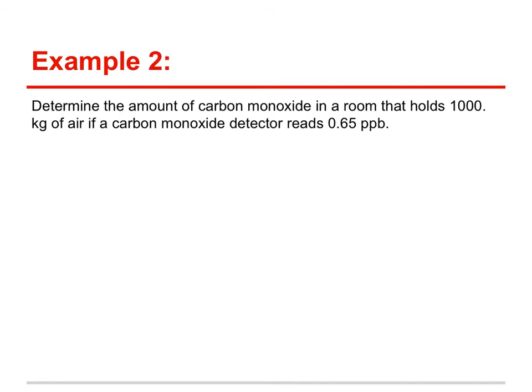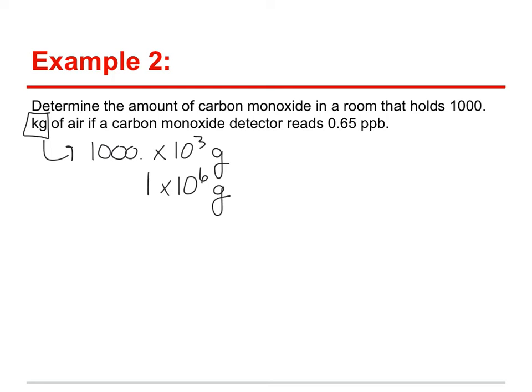Our second example asks us to determine the amount of carbon monoxide in a room that holds 1,000 kilograms of air if a carbon monoxide detector reads 0.65 ppb. So, again, it's probably easiest if we take this kilograms and put it into grams. And so 1,000 kilograms is going to be 1,000 times 10 to the 3 grams, or 1 times 10 to the 6 grams.